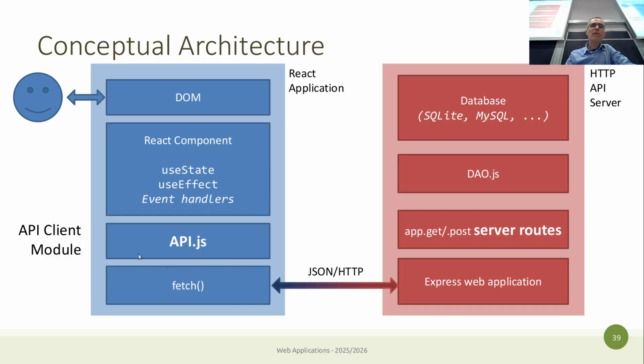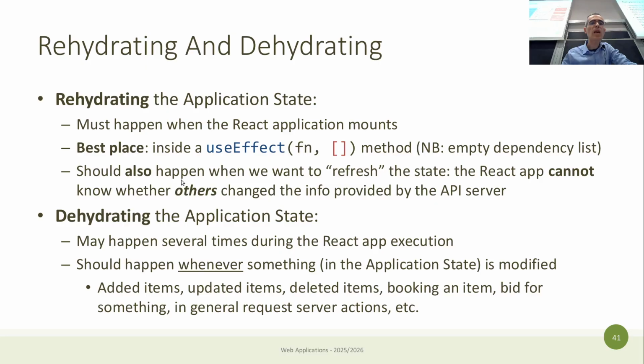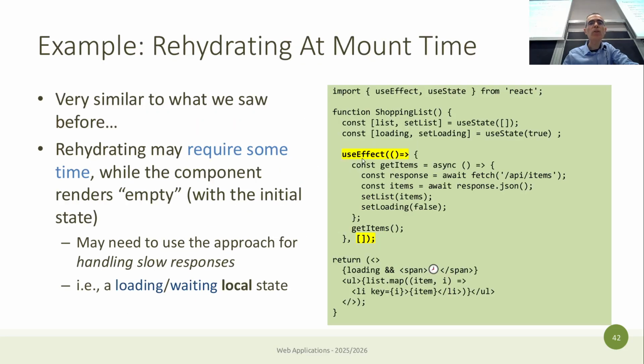So we are trying to write something here in the API: some code that handles the API, runs this fetch, gets the information and sets it into a state. Now we have the state and the useEffect that allows us to run some code at mount time. This operation is called rehydrating: getting the state from the server through HTTP API calls. The best place to do it is inside the useEffect that has an empty array as the dependency list. Okay? And we try to do it now.